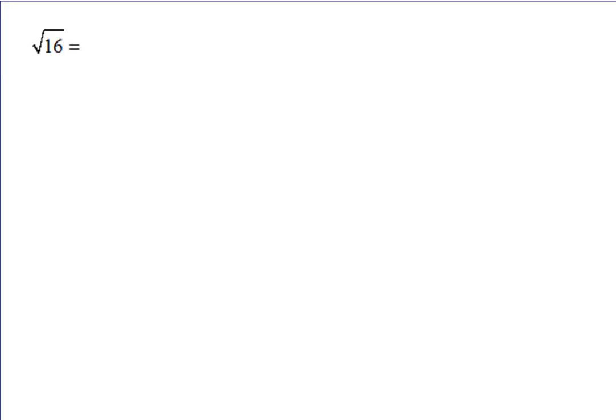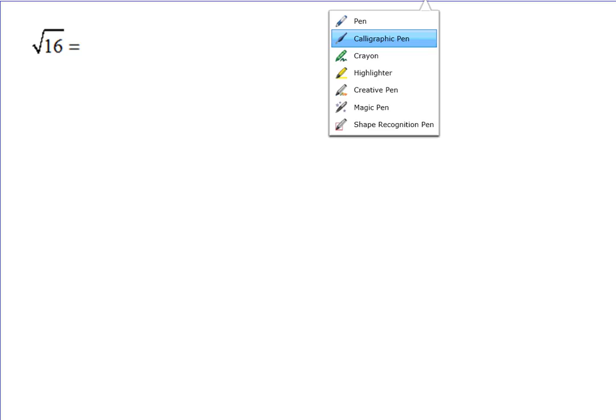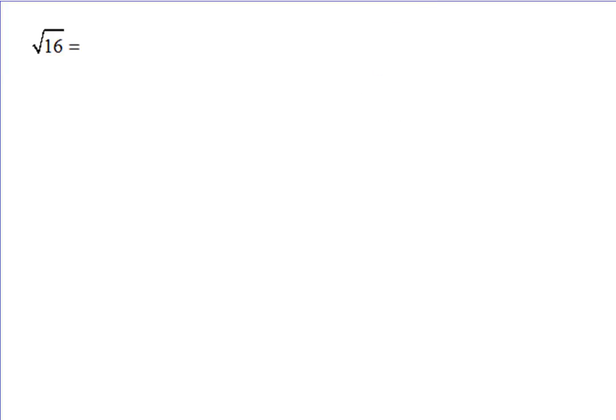So, I have a radical here on the board. Its index is 2, though it's not written, because right here I would have a little 2 or a little 3 or 4 or 5 telling me if my index was a different number. But right now, since it's not written there, the index is 2. And that means I need perfect square numbers to be able to rewrite this.